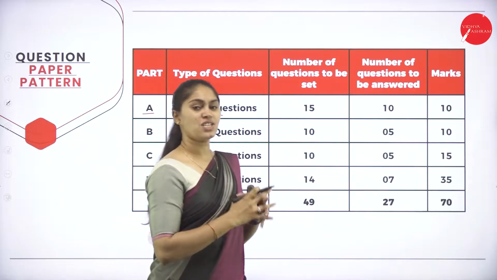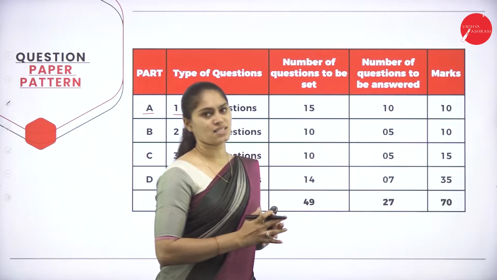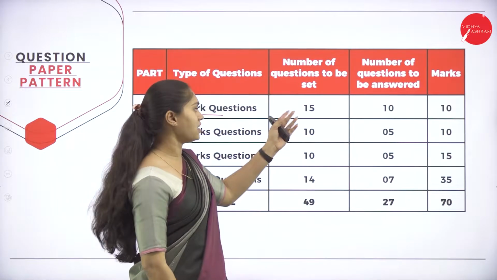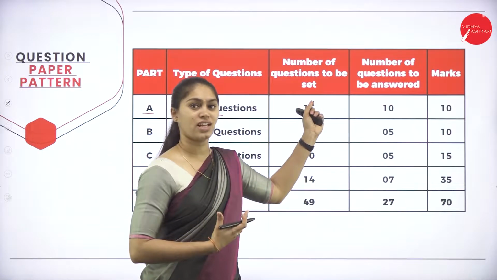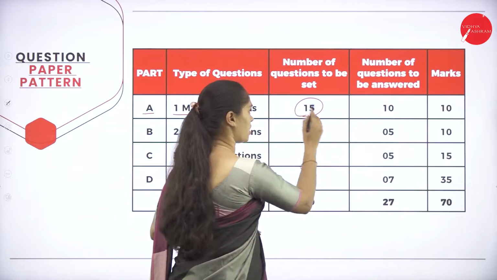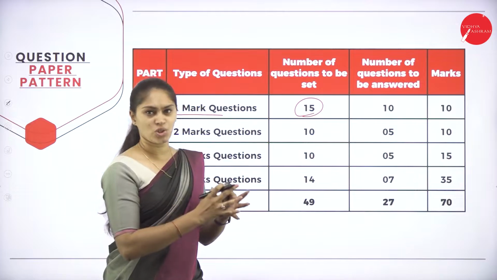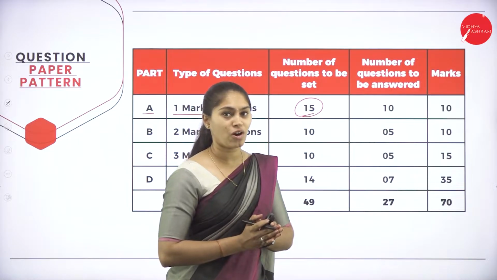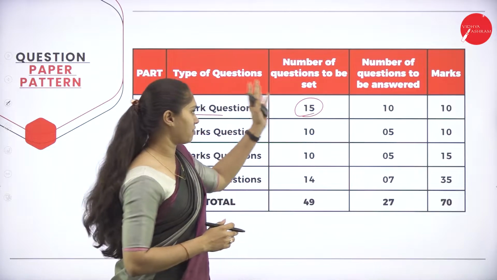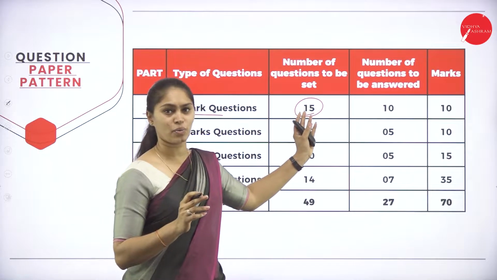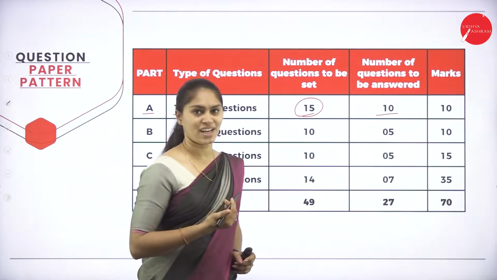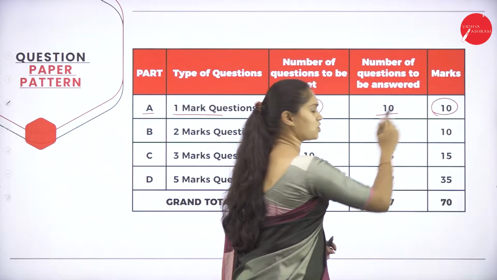If you consider this year's model question paper, the pattern has been changed. In that they have given 15 questions in the 1 mark section. This will help you score 70 on 70. There will be 15 questions in 1 mark questions, but you need to answer any 10 out of 15 and you are going to get 10 marks for that.